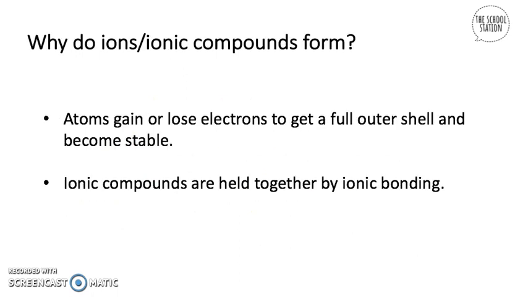Now we're going to talk about why ions and ionic compounds form. As I said, atoms gain or lose electrons to get a full outer shell and become stable. As I said earlier, ionic bonding and covalent bonding are the two main ways for elements to become stable, because becoming stable is a really important thing.